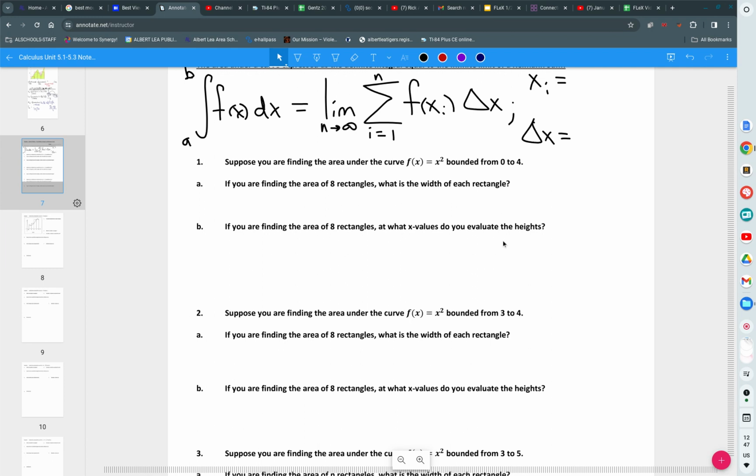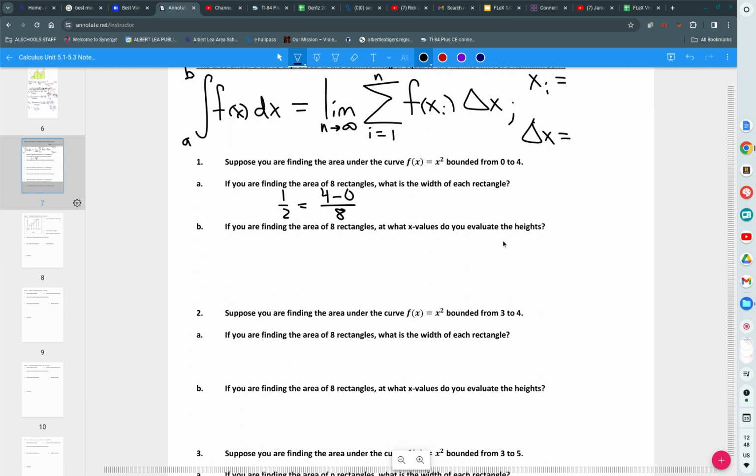Suppose you are finding the area under the curve f of x is equal to x squared, bounded from 0 to 4. That's a type of problem we've encountered before, have we not? Okay. If you're finding the area of 8 rectangles, what's the width of each rectangle? 1/2. How did you come up with that? 4 divided by 8. Yeah, you said 8. I'm going to take 4 minus 0, and that's going to give me the entire width. And I'm going to divide that by 8. 8 being the number of rectangles, right?